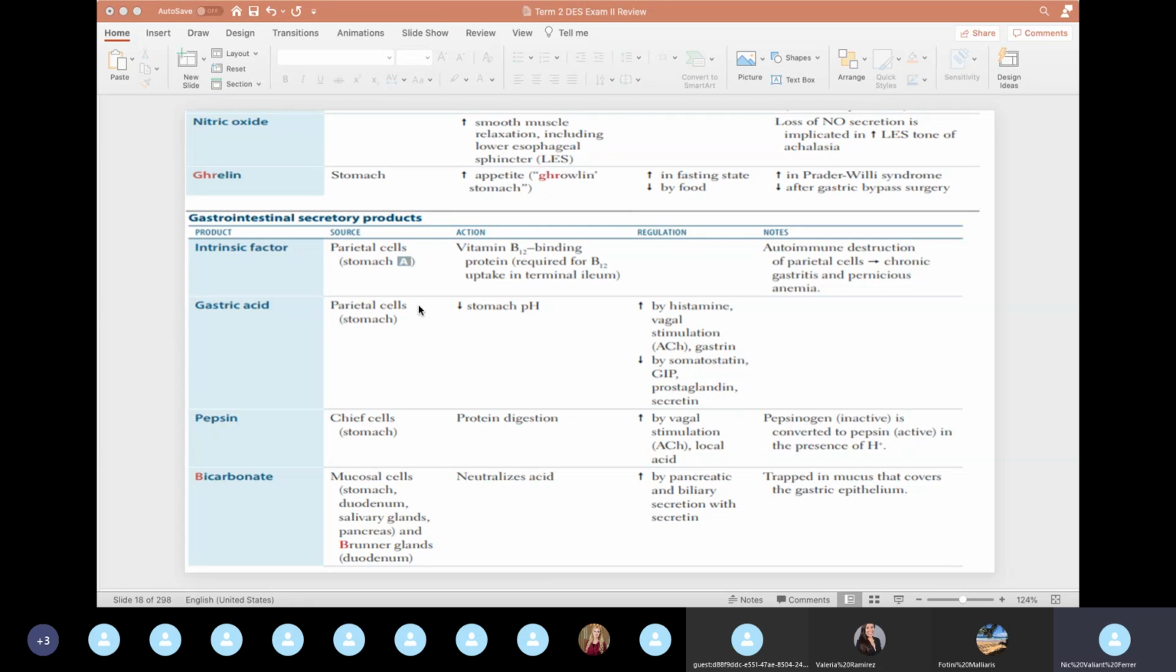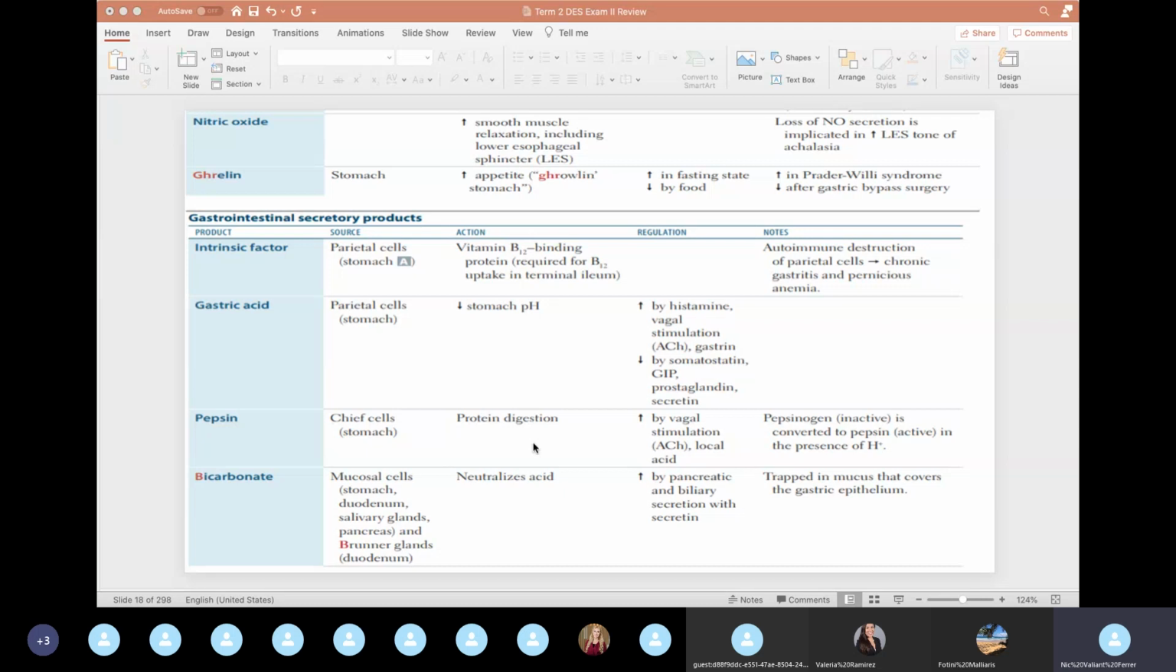Gastric acid, we all know that. Parietal cells, it decreases the stomach pH. These are the regulation that I'm talking about. Histamine, you have the vagal stimulation via acetylcholine, and gastrin. Okay, that's high yield. Pepsin, chief cells.